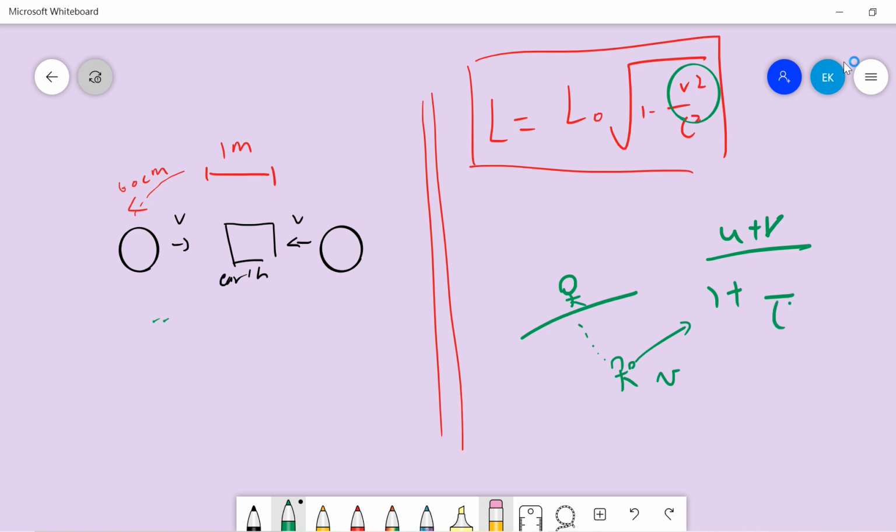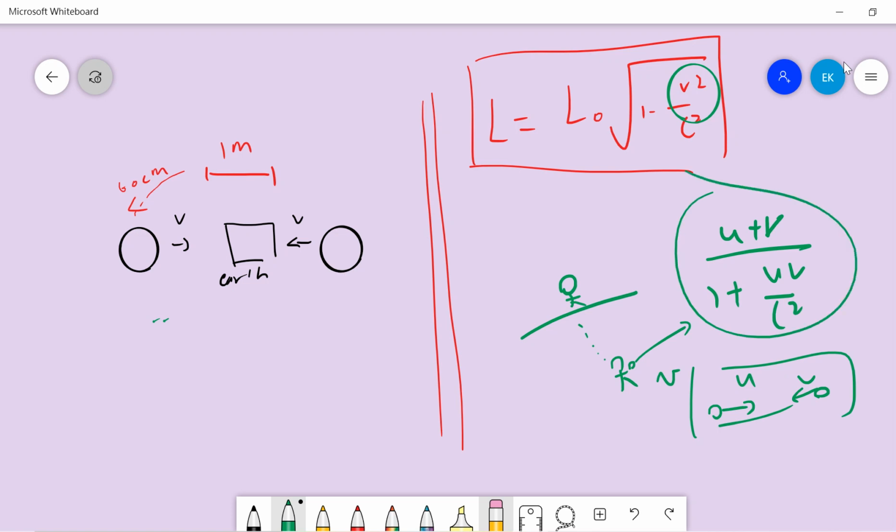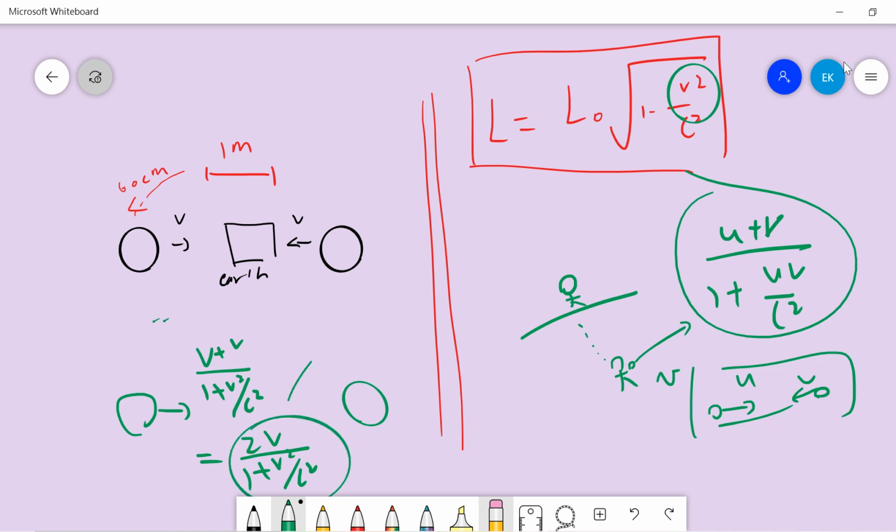Fortunately, we have this formula: if we have two speeds u and v, then the relative speed is this one. So basically, I can let this one be fixed, then this one becomes v plus v over 1 plus v squared over c squared, which is 2v over 1 plus v squared over c squared. Then we can plug this v into the length formula and solve the problem.